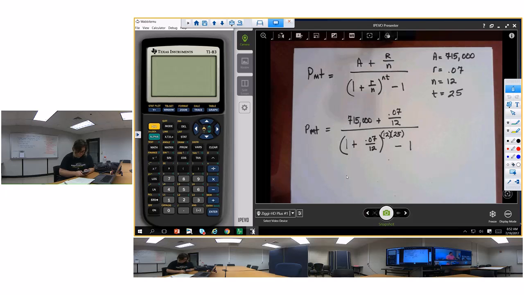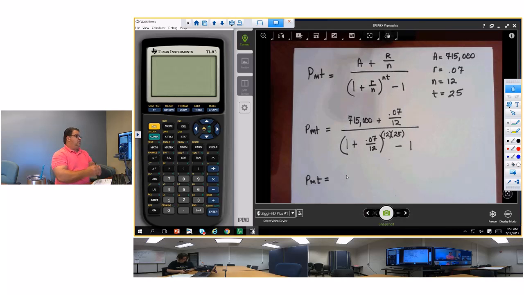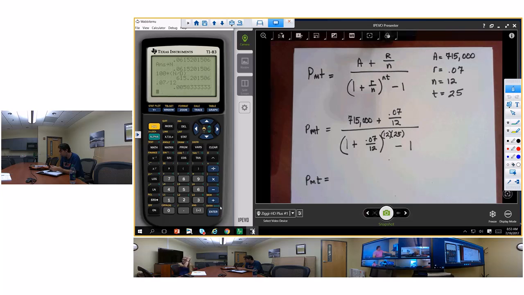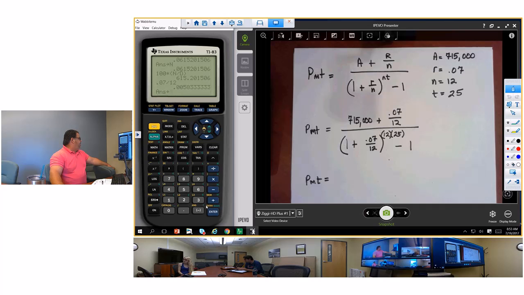So, I'm not going to do anything but use my calculator now. So here we go. Take my handy dandy calculator and I'm going to work on the numerator first. So 0.07 divided by 12. Add that to 715,000. Which really doesn't do anything, but I'm going to save that, store, alpha N.